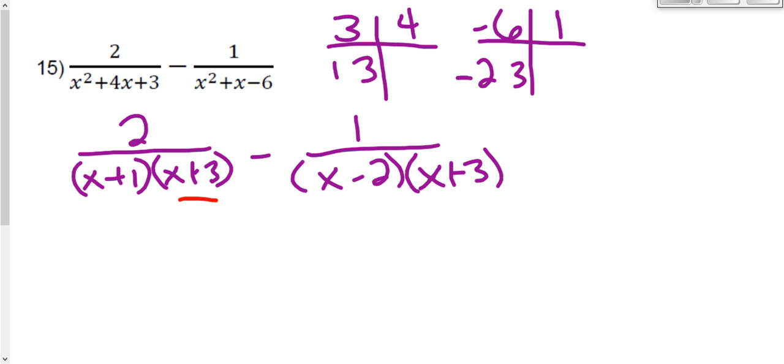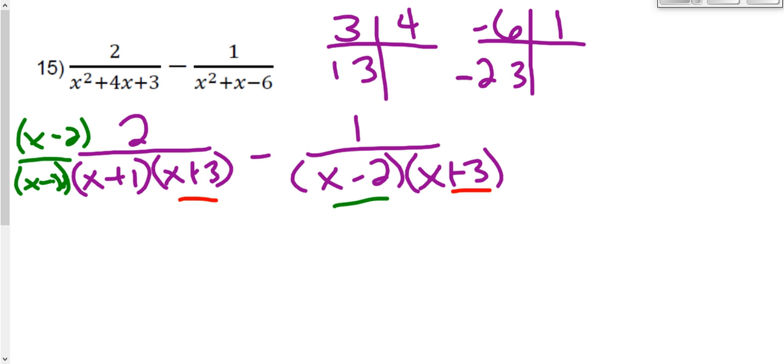Now, to find out if they have anything in common, I compare the denominators. They both have an x plus 3. But the fraction on the right has an x minus 2 that the left side doesn't have. So it's going to have to get multiplied by x minus 2 over x minus 2. Oops, that's a minus 2.